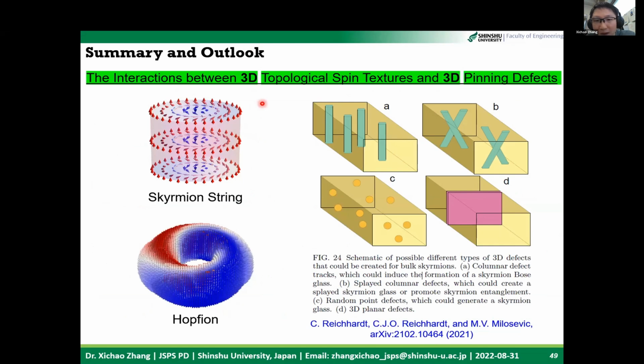Okay, so I also think it's important to investigate the pinning and the depinning physics of different two-dimensional and three-dimensional topological spin textures on different pinning patterns, especially in the three-dimensional nanostructures. This is because we could have different types of pinning structures in the three-dimensional nanostructures. So the dynamics of three-dimensional spin texture interacting with three-dimensional pinning will be very complicated, but I think it can generate some interesting results.